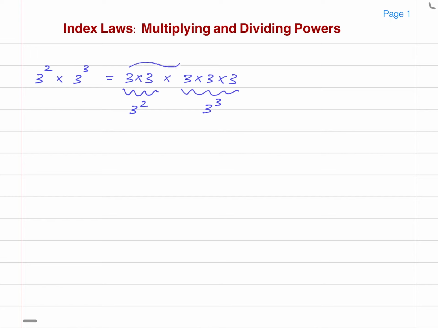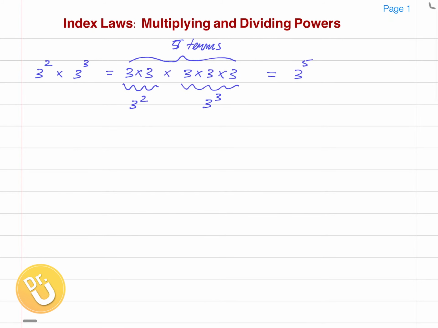Now, if you get the total count here, there are 5 terms here. So that would be 3 to the power 5. So that is how you write the answer. You can see if you have 2 terms multiplying each other, you write 3 to the power 2, and 3 terms multiplying each other, you write 3 to the power 3, and there are 5 terms altogether multiplying each other, so we can write 3 to the power 5.